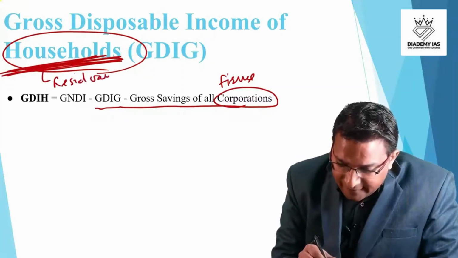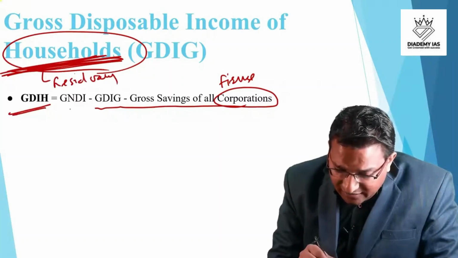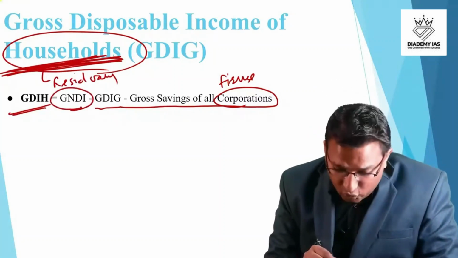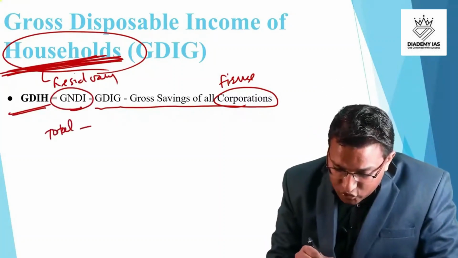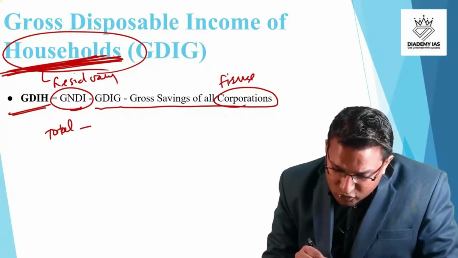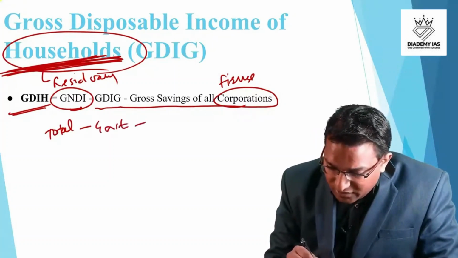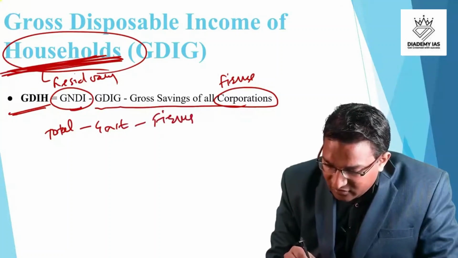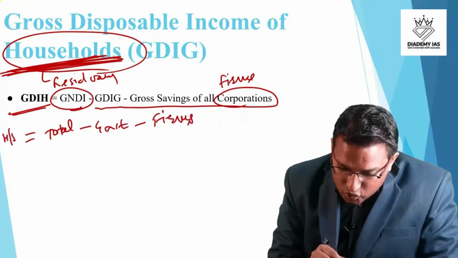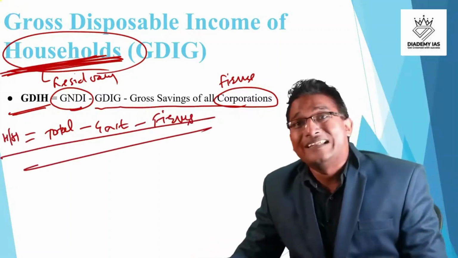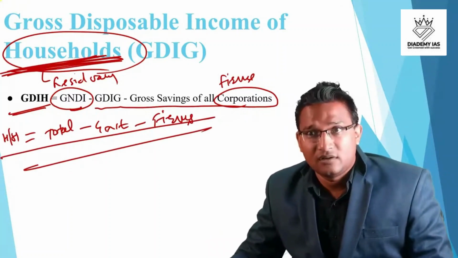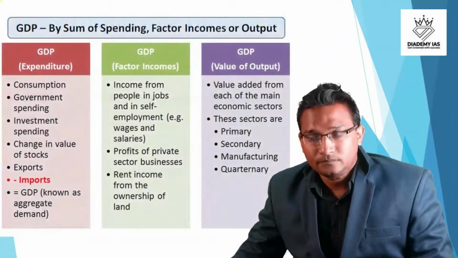What is the meaning of residuary amount? GDIH equals GNDI, the gross national disposable income. This is the total amount. Out of the total amount, we reduce the disposable income of the government. We also reduce the disposable income of the firms. So what do we get? We get the disposable income of the household, right? So we are basically calculating it as a residual measure using the formula.